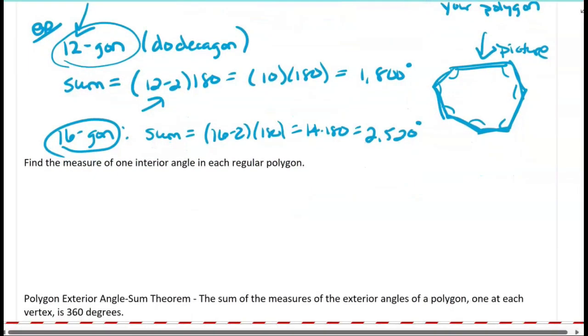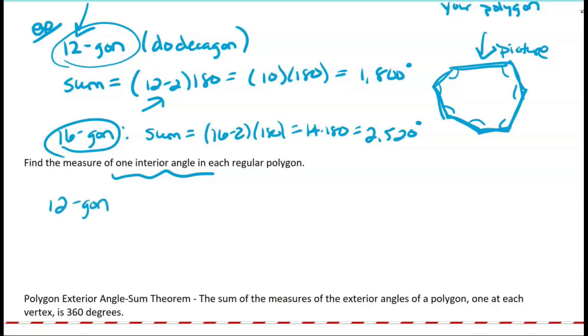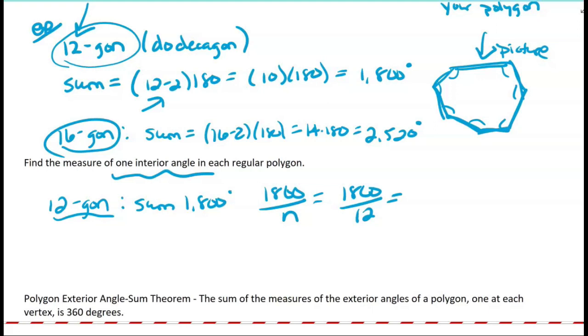But sometimes we just want one interior angle measure. Okay, so if we use the 12agon as our guide, we know that the total sum is 1800. So if I wanted to find just one, I could take 1800 and divide it by n, how many sides we have, right? So in this case, it's 12. And if I take 1800 divided by 12, I'm going to get 150 degrees.